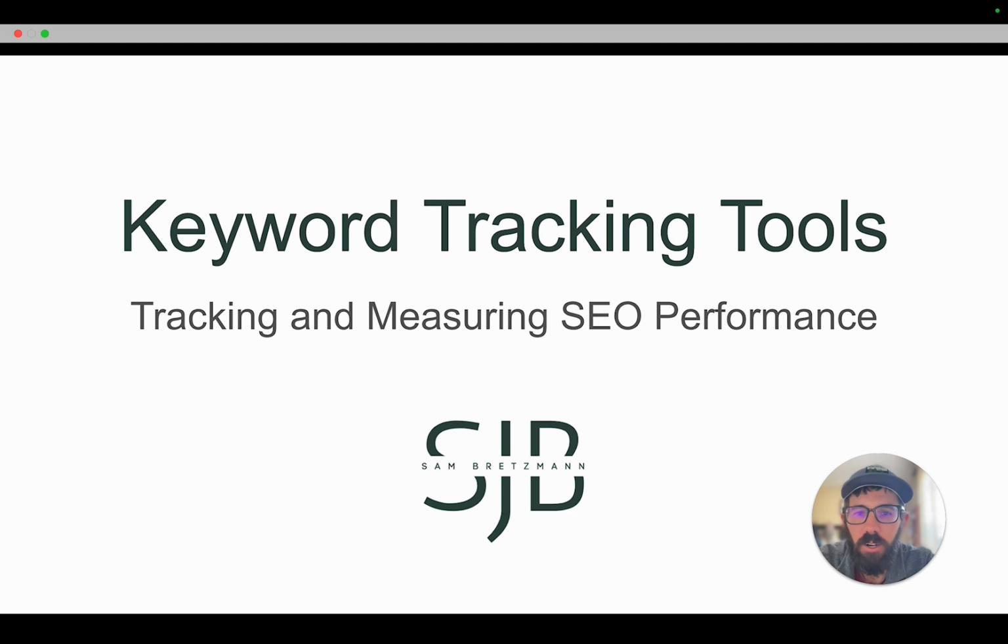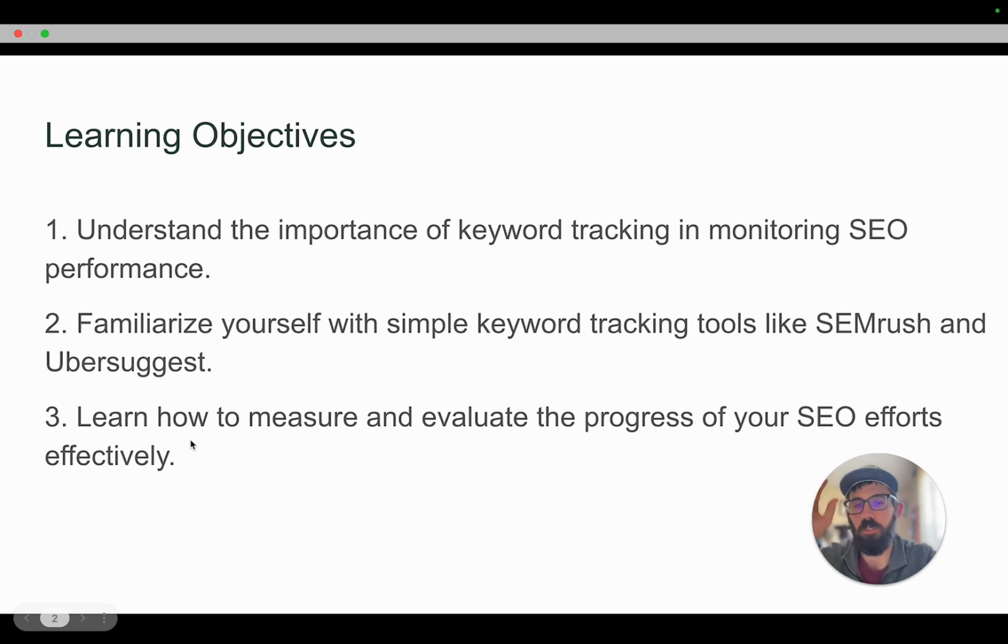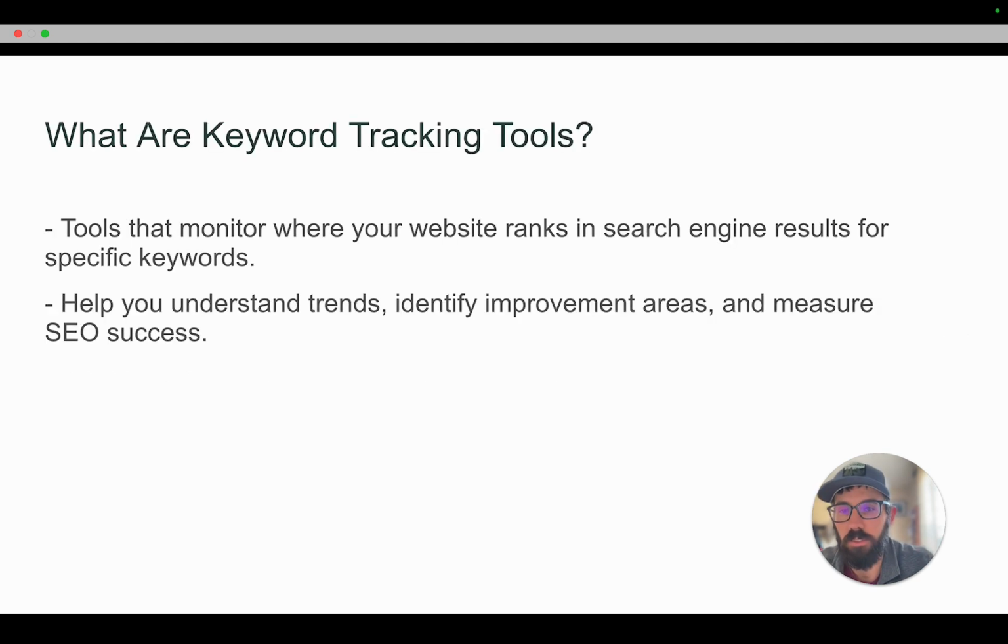This is part of our SEO for Beginners series, and in this video we are looking at tracking and measuring SEO performance and how keyword tracking tools play into that. So we're going to look at what they are, how you can use them to help monitor your SEO performance, and how you can use them to help evaluate how things are going and changes that you can make to help improve your SEO performance.